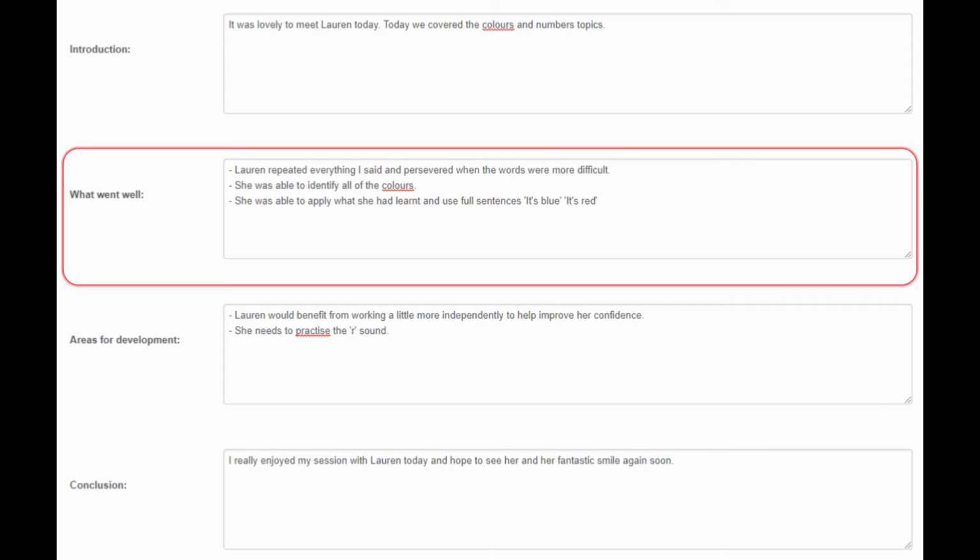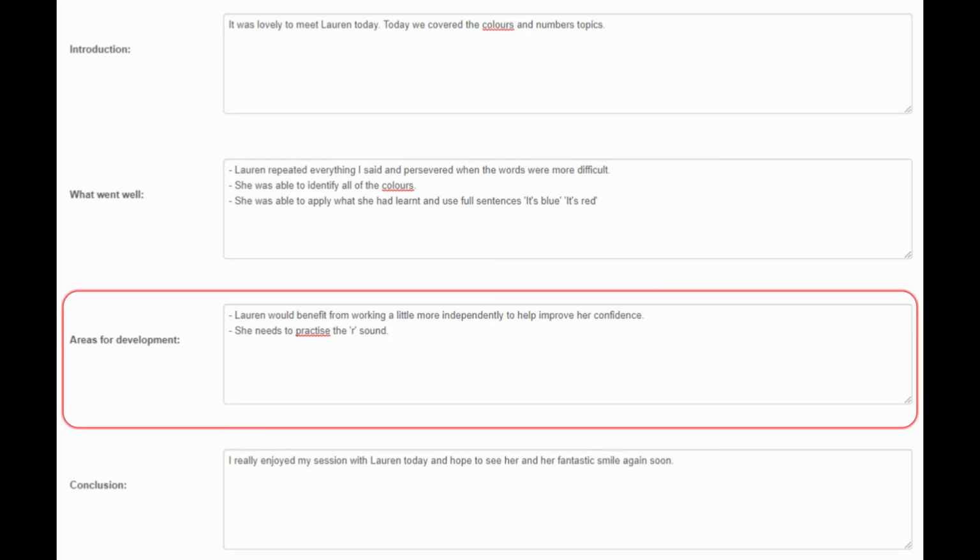Next, we've got the what went well. As you can see, they've used the bullet points, and they've been really positive. They said all the good things they could do. I like this comment that they persevered when the words were even difficult. This is also really handy for the next teacher. That will help them in their planning and in adapting to the needs of this Brady.